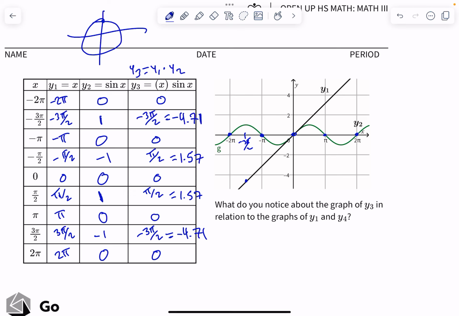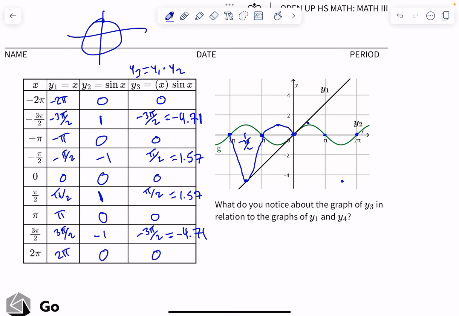At negative pi over 2, that's right here. We are at 1.57. So maybe something like here. I'm trying my best to graph these. And then at pi over 2, we are at the same point. So pi over 2 would be somewhere here. Okay, so maybe like there. And then at 3 pi over 2, we are back to the negative. So we're back over here. Okay, so let's connect those points.